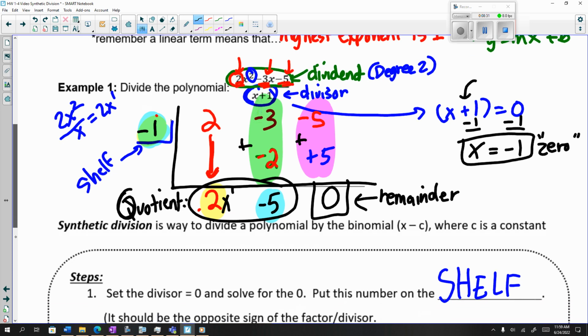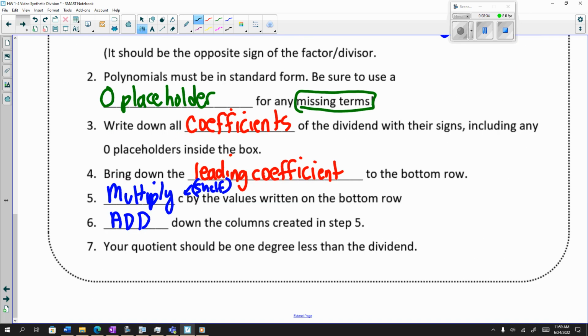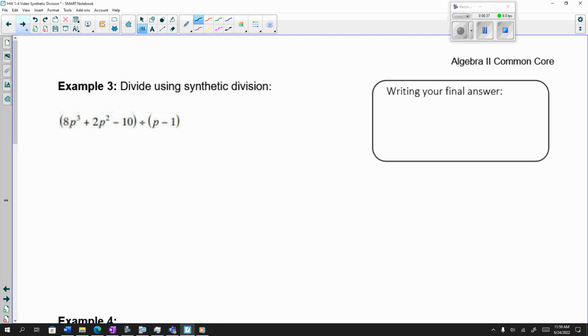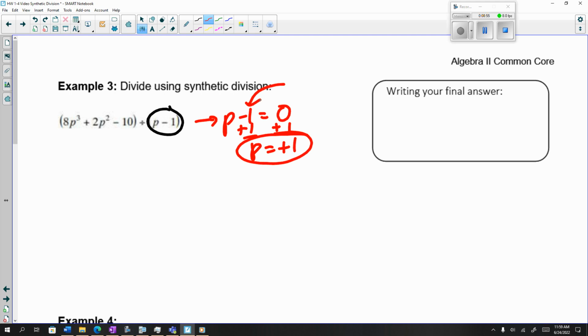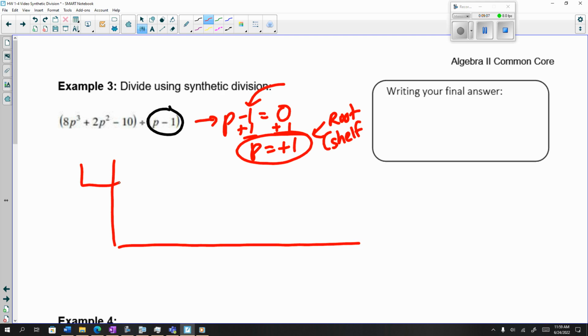So now I'm going to show you one more example here, and then you're going to try one. Okay, so let's look at the next one. It says example 3. I think this should be called example 2, but it's fine, whatever. So here we go. First thing, take your divisor, and you set it equal to 0 and solve. So add 1, and you're going to get the opposite sign of what's in the factor. So if the factor is p minus 1, then the 0 or the root is going to be p plus 1. That's going to go on the shelf. So let's make a little L, make a little shelf, and we're going to put +1 on the shelf. The opposite sign of this sign here, basically, essentially, okay?